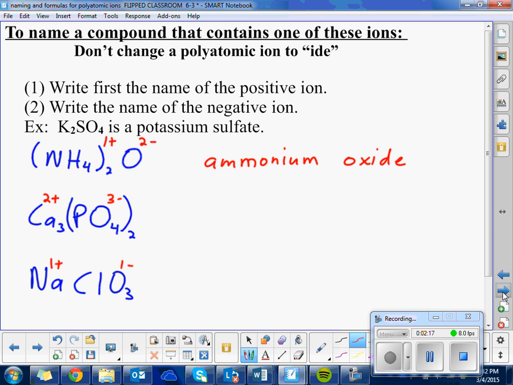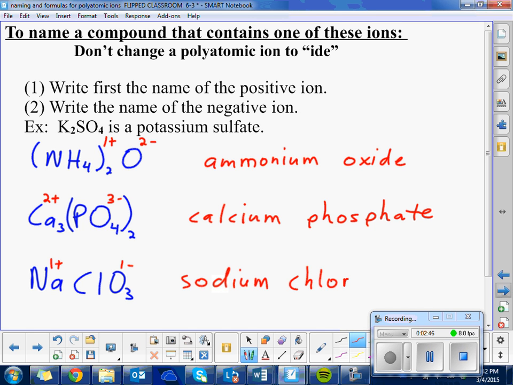Second example, calcium. And PO4 is my second ion, and it is phosphate. So the name is calcium phosphate. Next one, the positive ion name is sodium. The negative ion name is chlorate. So the name is sodium chlorate.